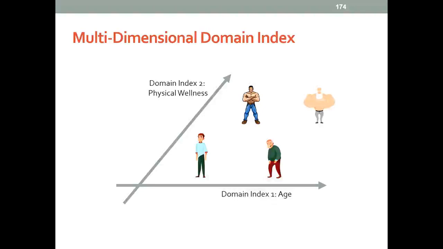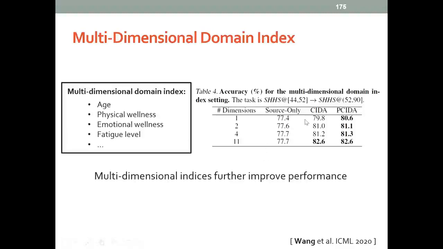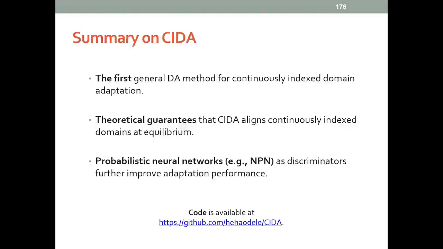Besides these two, we also consider other domain indices like emotional wellness. Basically, we consider a total of 11 domain indices in the model, including age, physical wellness, emotional wellness, fatigue level, and 7 other indices. And we show in the experiments that multiple domain indices can further improve the performance.